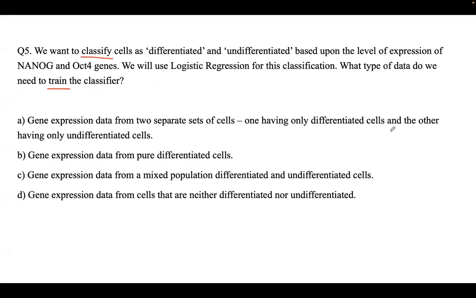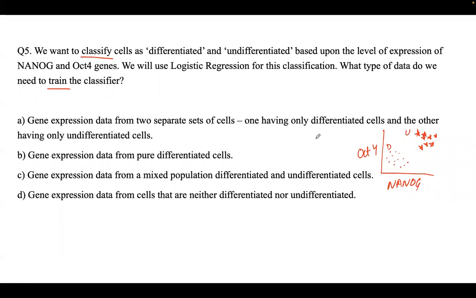So something like this. Let's say this was NANOG, and this one here was OCT4. So you understand that, okay, you have two kinds of data. So when you plot, when you had undifferentiated cells, you saw, okay, typically both the values are higher. And when you had data from differentiated cells, so this is differentiated and this is undifferentiated. So you know that, okay, normally these expressions are lower and this is higher.